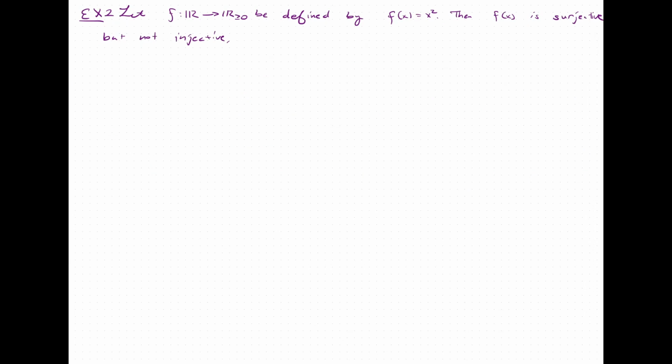For our next example, we're going to consider the function going from the real numbers to the non-negative real numbers. So that's what this notation here means. And it is defined by f of x is equal to x squared. And what we want to prove is that f of x is surjective, but it is not injective. So let's go ahead and look at its graph. So we have here our favorite parabola.